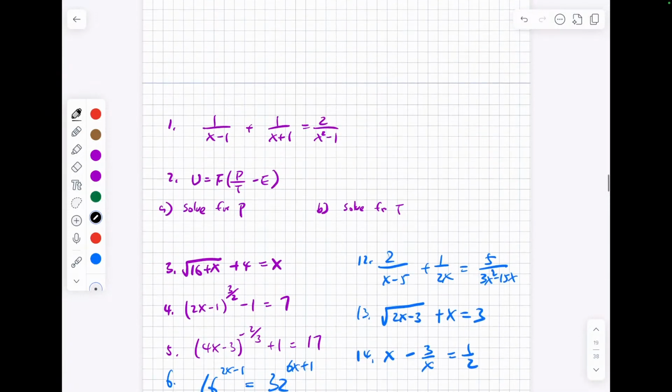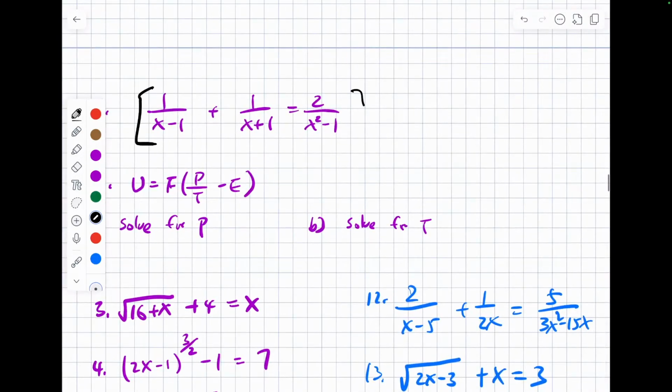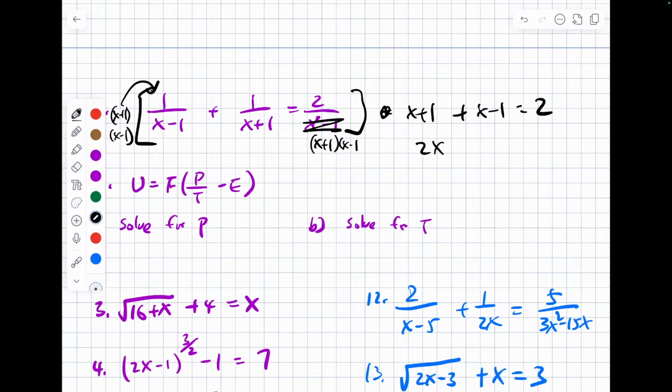Question 1. Okay, question 1. You factor everything, but you realize this is x plus 1 and x minus 1, right? So can I rewrite that to that? And now multiply by x plus 1, x minus 1. So the first one, if you multiply, becomes x plus 1, and this plus x minus 1, and that's equal to 2. That's 2x equal to 2, x is equal to 1. Now, is x equal to 1 the solution?